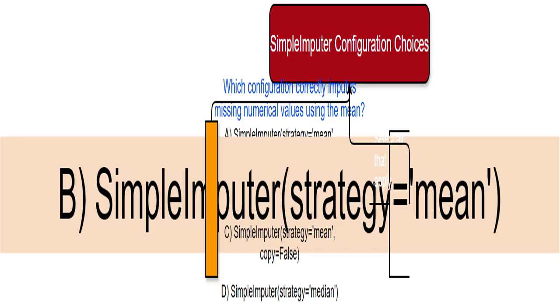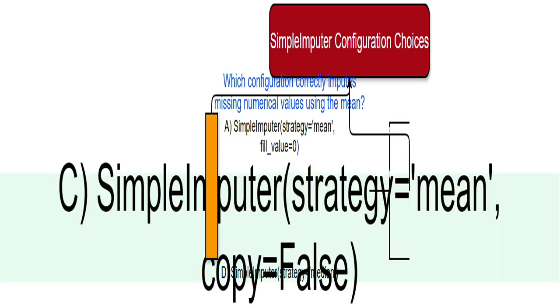I use this option because it directly specifies that I want to use the mean for imputation. It's straightforward and avoids unnecessary parameters. This is a perfect solution. I like this option too. The copy equals false parameter means that the imputation happens directly in the original array, without making a copy. This saves memory, but I must remember that it modifies the original data. For this problem, it still correctly performs the mean imputation.